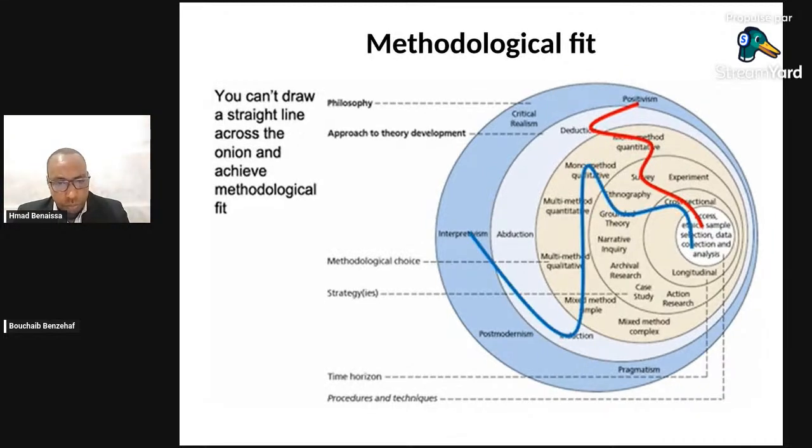Another example, let's look at the line in blue. We have interpretivism, induction, qualitative approach, grounded theory, and a qualitatively based data collection tool.